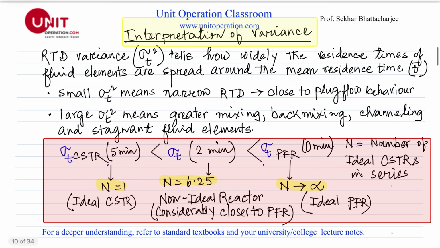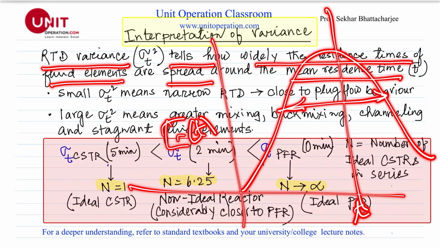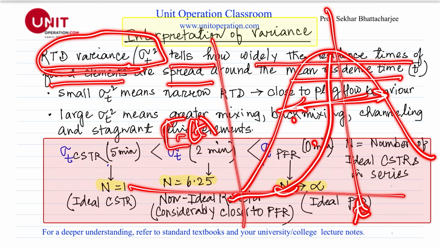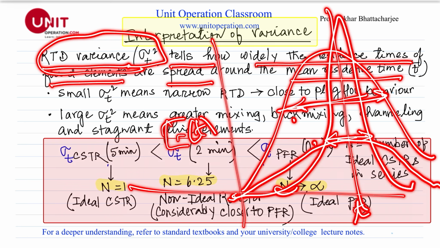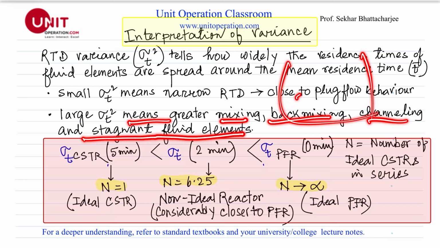Okay. What is the interpretation of the variance? RTD variance tells us how widely the residence times of fluid elements are spread around the mean residence time. So if my E(t) curve goes like this, how widely it is spread is what is given by the variance. It could have been something like this, in which case the variance is much lower, a much sharper peak. If it is something like this, the variance is much larger. This would be like a CSTR, and the narrower one would be a plug flow reactor. Large variance means greater backmixing, channeling, and stagnant fluid elements inside the actual reactor.